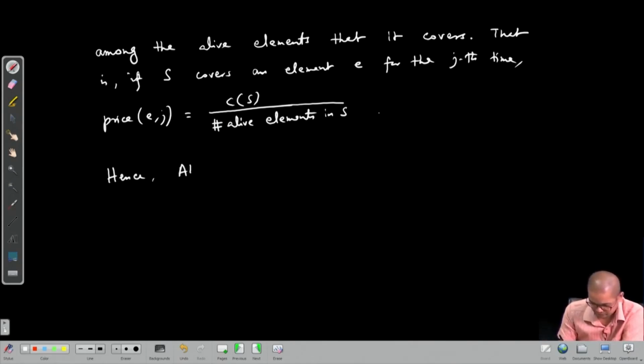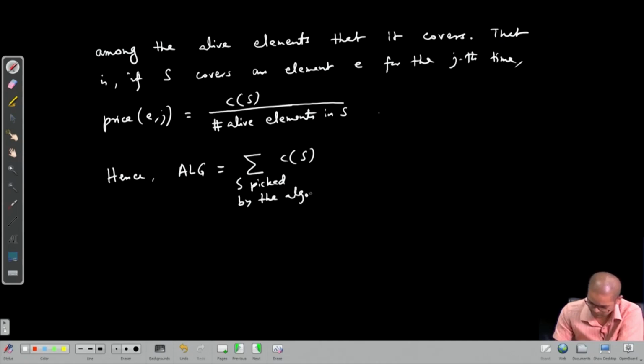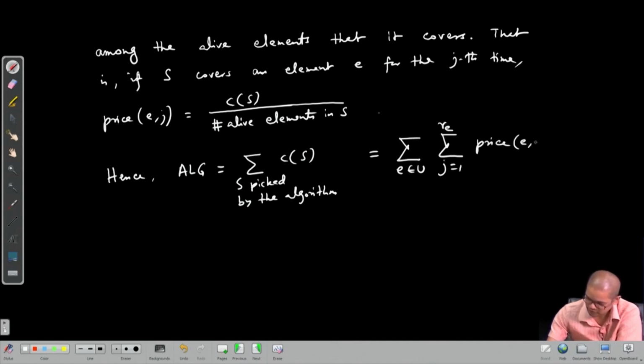Hence the cost of the solution picked by the algorithm is the sum of C(S) over the sets S picked by the algorithm, and because the cost is distributed across its alive elements, this is the sum over E in U, j equal to 1 to R_E, of the price of (E, j).